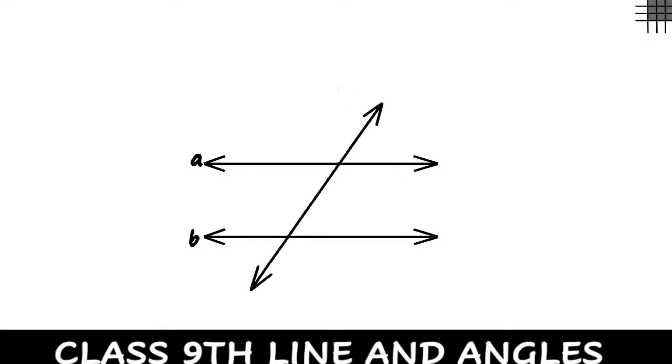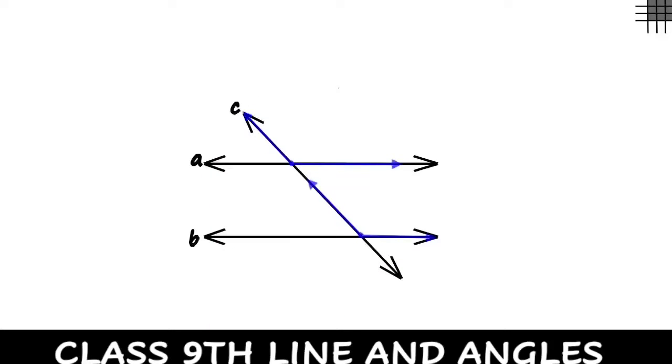Now let's rotate the transversal towards the right. These two angles again seem to be equal. Now let's rotate the transversal towards the left. The angles become obtuse and are still equal.